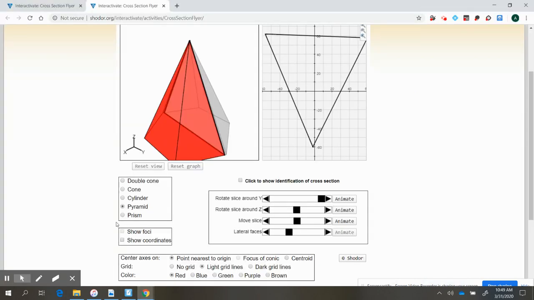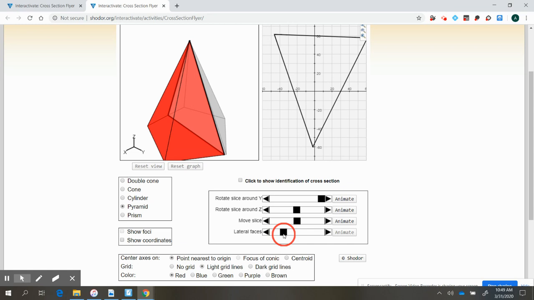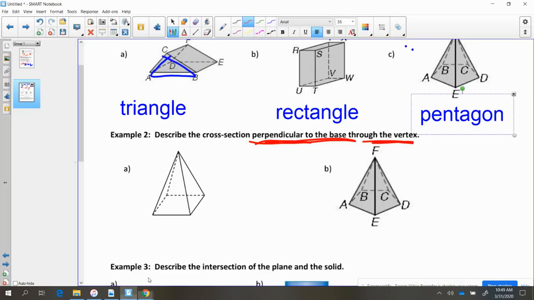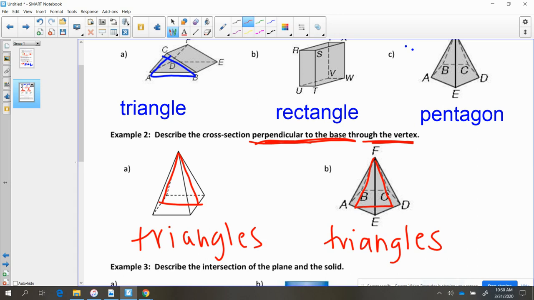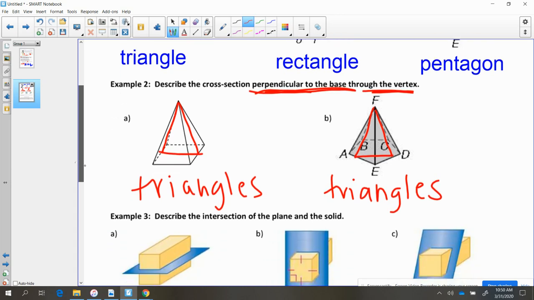Okay, welcome back. But reminder, going back here, if we're talking about these lateral faces, whether we have 4 or 5, if we cross-section through the vertex on these, again, it is the whole vertical shape of these, because you're going through the vertex. So both of these are going to be triangles when we go through that vertex. So a triangle and a triangle. Okay, so triangle would be the shape there.